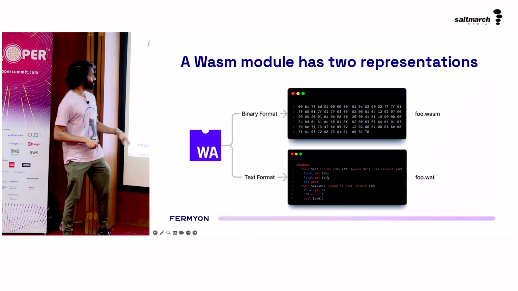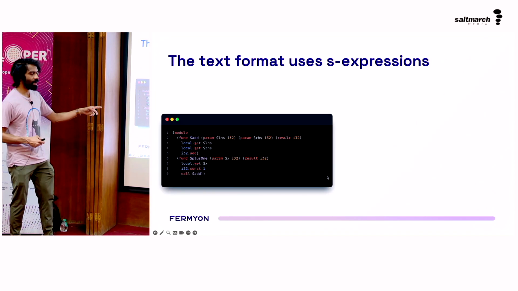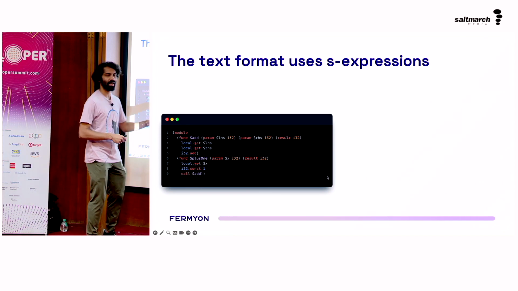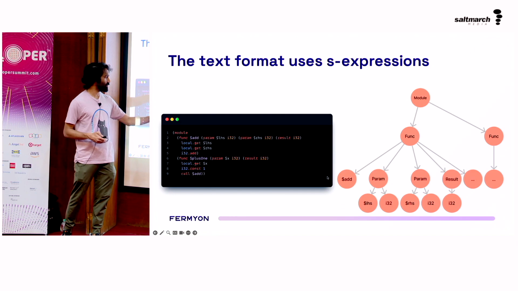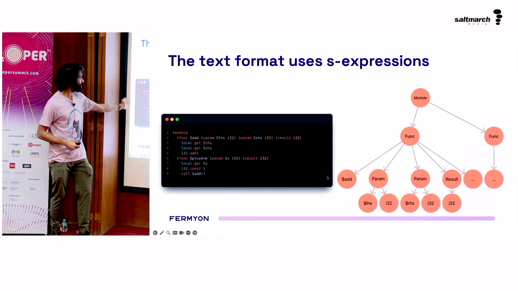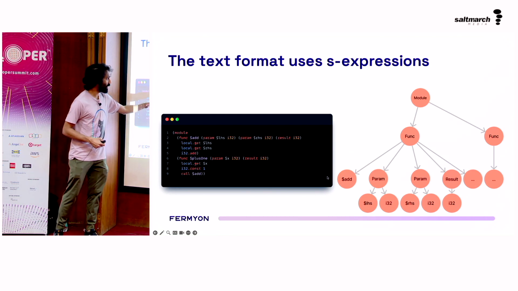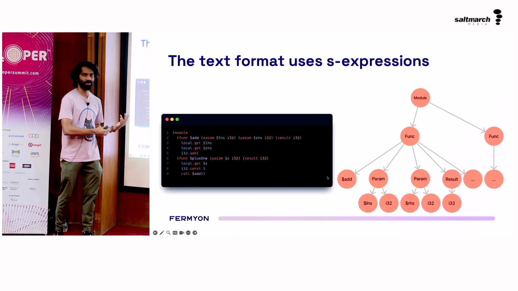Yeah. So these are the two representations. The text format that you see below uses something called S-expressions, which is basically a hierarchical way to represent something that's flat. So this is a simple program to add two numbers. And you're essentially doing the same thing in a sort of decision tree, which is called an S-expression.